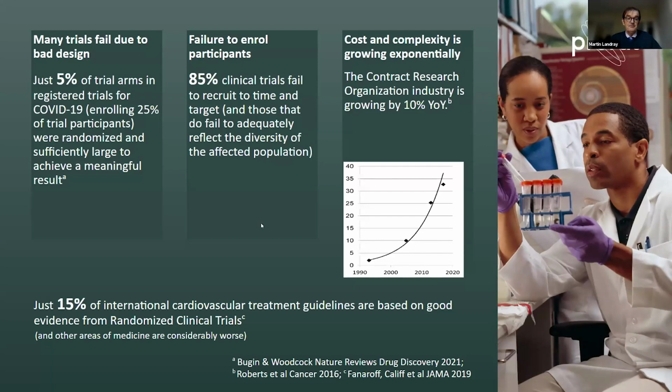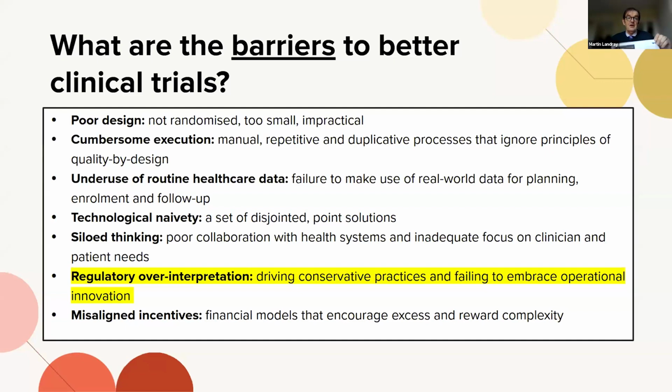So if we move on, what are the barriers? Well, there are many barriers, poor design being one. I've highlighted that. Cumbersome execution, underuse of information that's already collected and already out there, a bunch of technical naivety and siloed thinking, some misaligned incentives. But for today, what we're going to focus on is the regulatory issues.